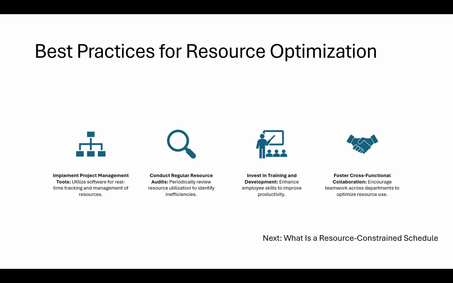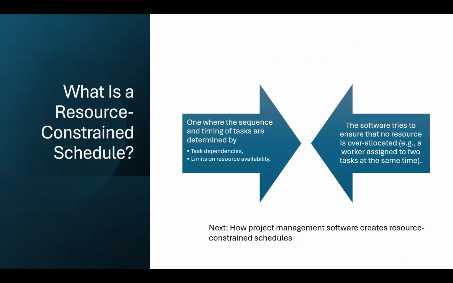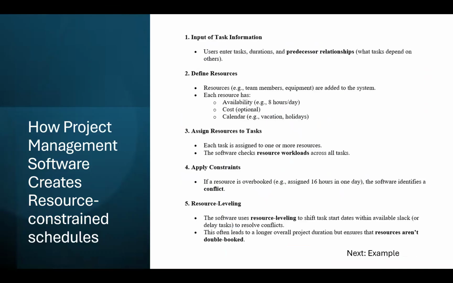What is the resource constraint schedule? One where the sequence and timing of tasks are determined by task dependencies and limits on resource availability. How does project management software create a resource constraint schedule? These are the steps. Okay. Any questions?